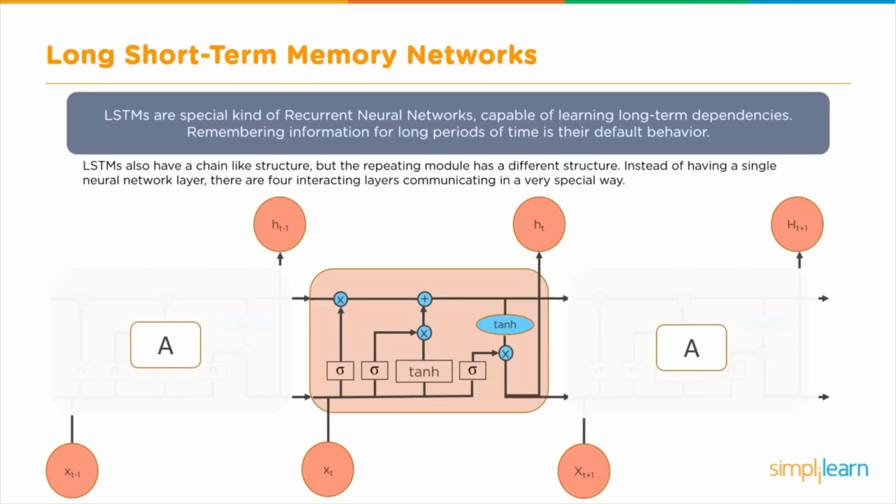As you can see, the deeper we dig into this, the more complicated the graphs get. In here, I want you to note that you have x at t minus 1 coming in, you have x at t coming in, and you have x at t plus 1. And you have h at t minus 1, and h at t coming in, and h at t plus 1 going out. And of course, on the other side is the output A.